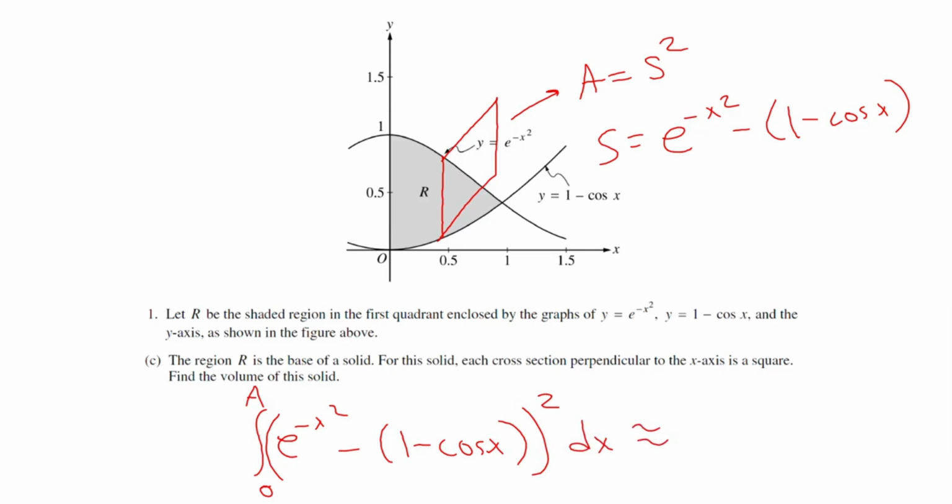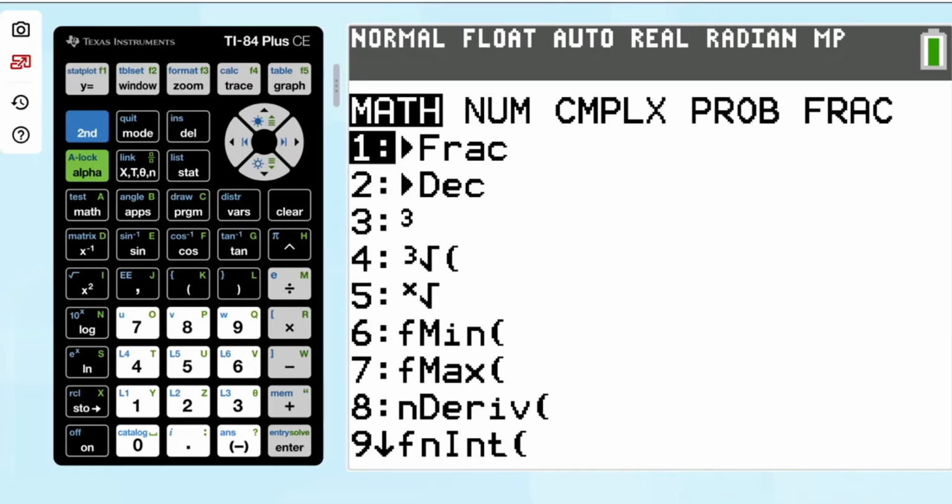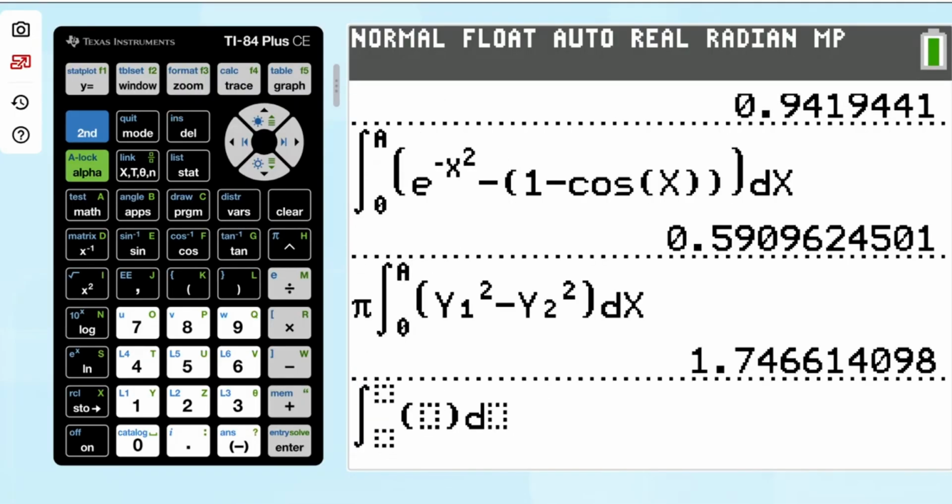And again, we'll just use our calculator. We're going to do math option number 9, and you can just hit the 9. You don't have to scroll all the way down. We're going to integrate from 0 to a, right, alpha and the math button. And we're going to use that same trick. We'll just do y1 minus y2 squared.